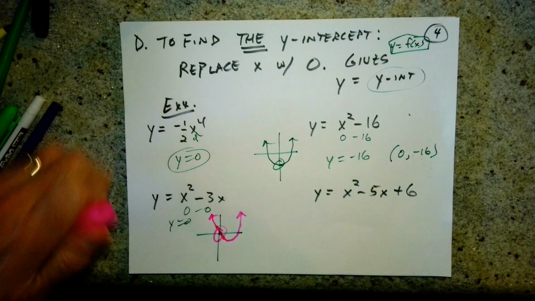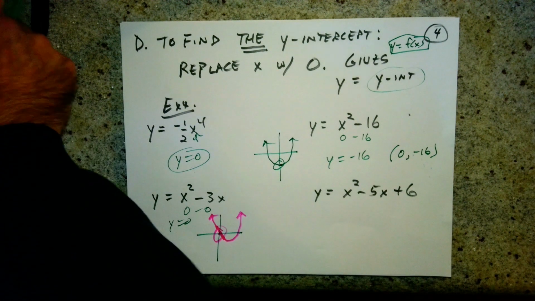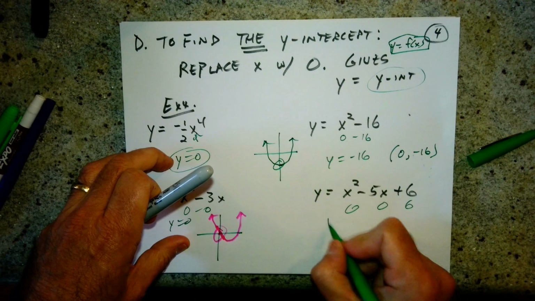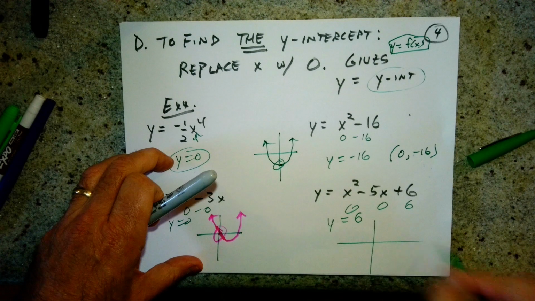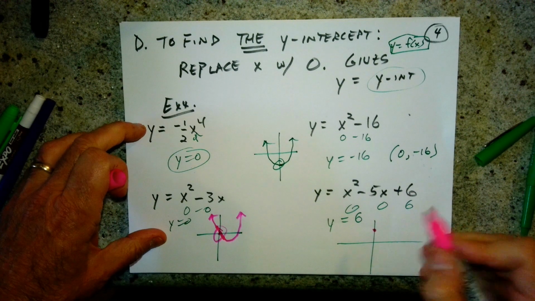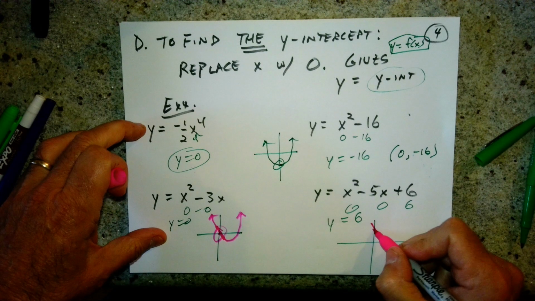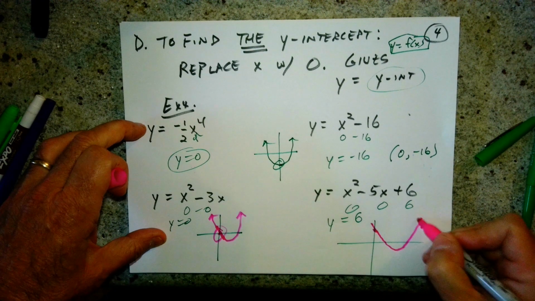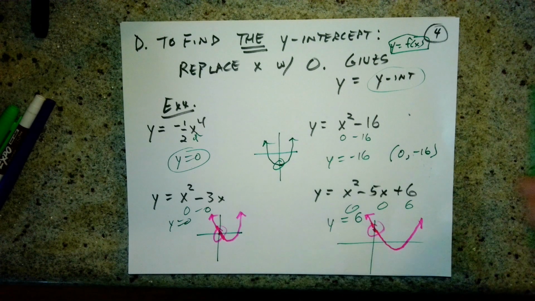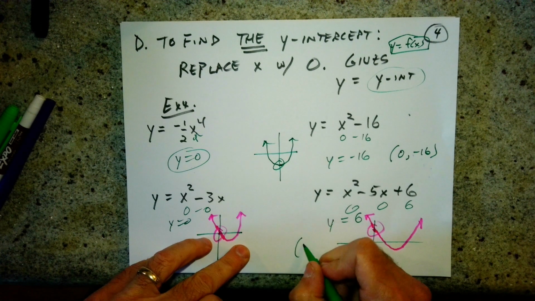Okay, there's the y-intercept. All right, and then finally, this one we replace x with 0, 0, 0, 6, and we get y equals 6. Here's what this graph looks like. Y-intercept is 6. Negative there. It's down like this. Upward parabola like that. There's your y-intercept. All right, so that's how we find the y-intercept. It would be 0, 6.